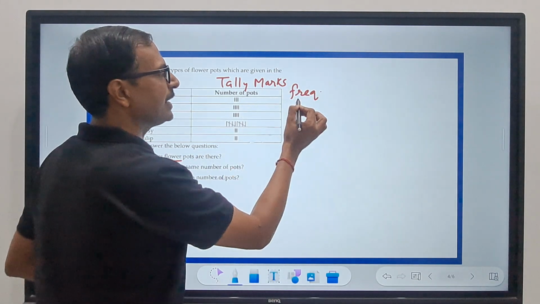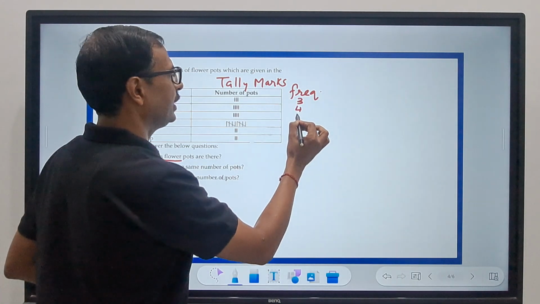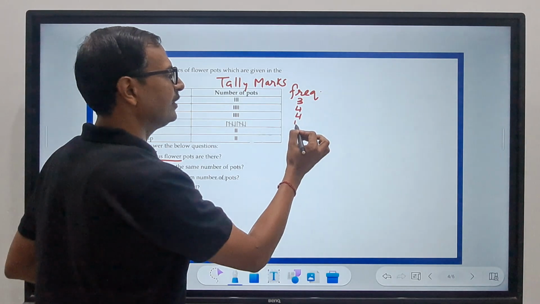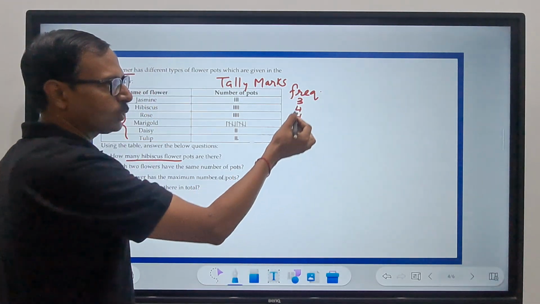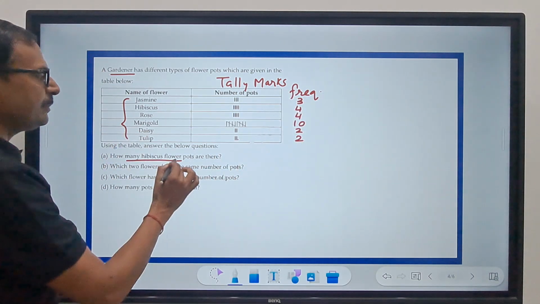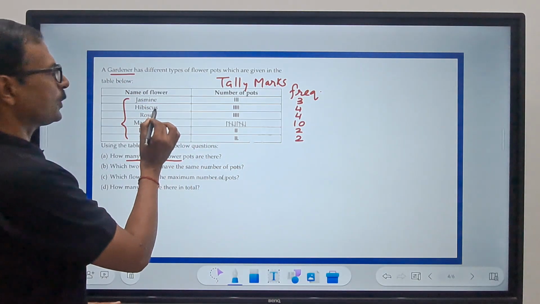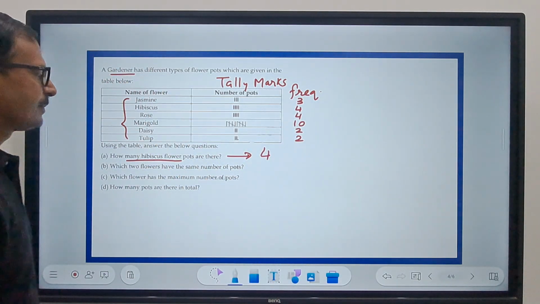Just count the number of lines. We have 3 here, 4 here, 4 here, 10 here, 2 here, and 2 here. So these are the number of pots corresponding to each flower. How many hibiscus flowers are there? Corresponding to hibiscus, we have 4. So the answer is 4 pots.